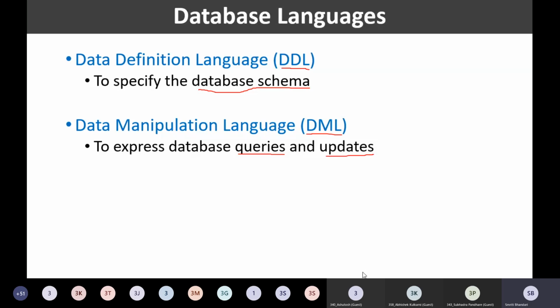Yes, ma'am. So, data definition language is meant for specifying, defining the database schema. Data manipulation language is meant for queries and updations in the database. So, if we want to manipulate the data in the database, then we go for DML. If we want to create the structure, the database schema, then we go for data definition language.